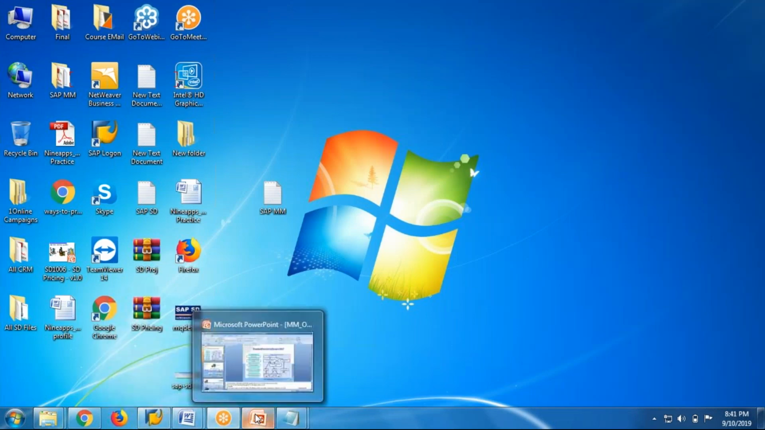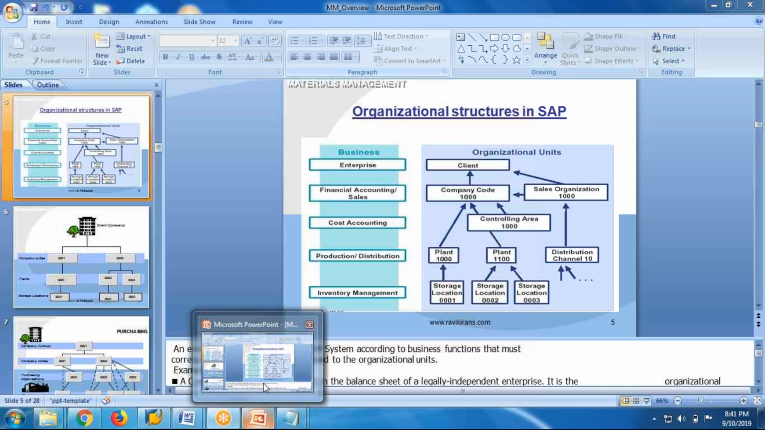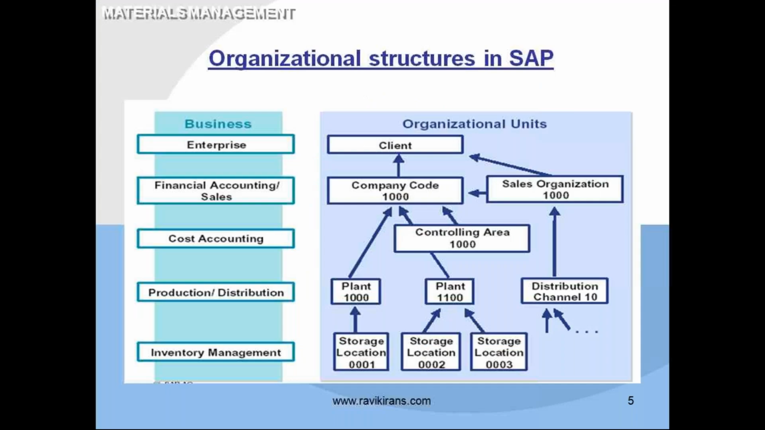So then here comes the organization structure. What is the definition of org structure? It is a representation of a company with all departments. What are those departments? Accounting, logistics, and HR. Logistics is a combination of MM, SD, PP, PS, QM, all put together, isn't it?